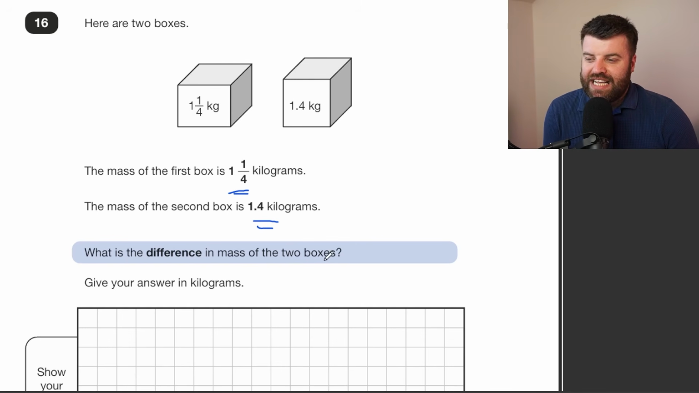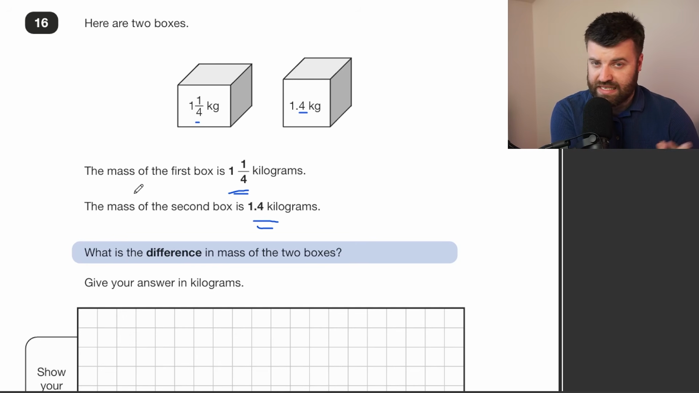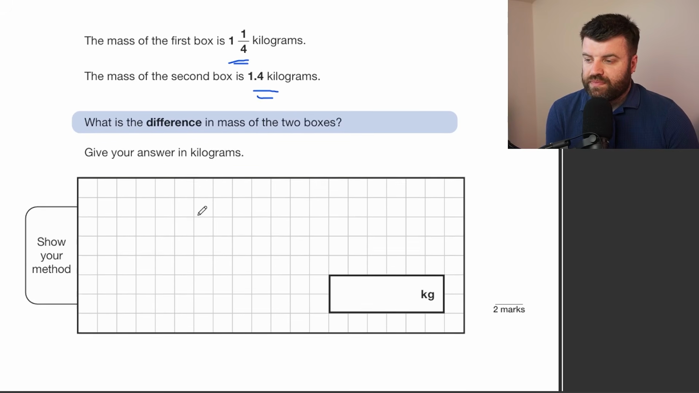What is the difference in mass between the two boxes? It could be tempting to put 0 if you're falling for that trap. No. 1.4 is different to 1.25. Just because they both have a 4 in them doesn't mean that they're the same. So the best thing to do here is to convert them into straight up numbers that are easily comparable. And what I mean by that is I don't want one to be in decimals and one to be in fractions. I don't want that. So let's do it.